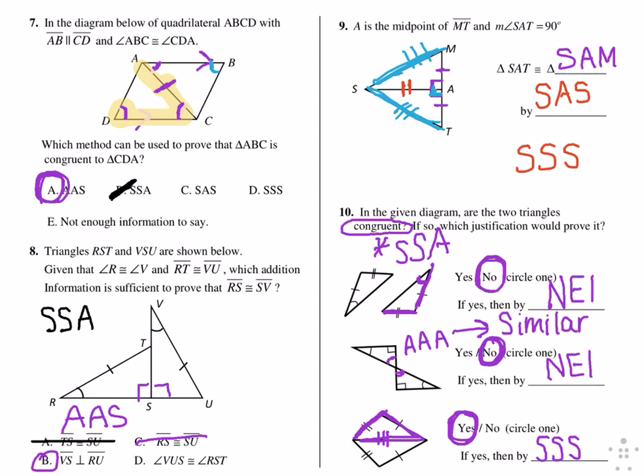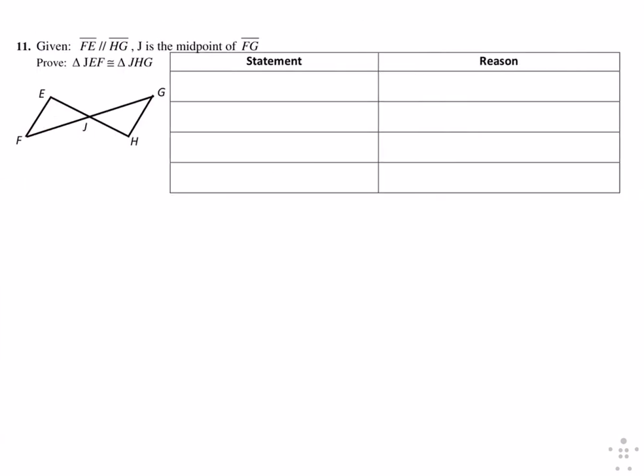And last we have question 11. It says given line segment FE is parallel to HG. So I'm going to draw my little arrow symbols right here to show that they're parallel. J is the midpoint of FG. Okay, so if it's the midpoint, that means that this line segment is going to be cut in half right here.